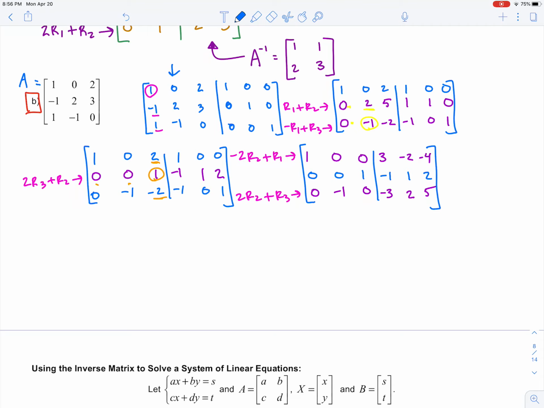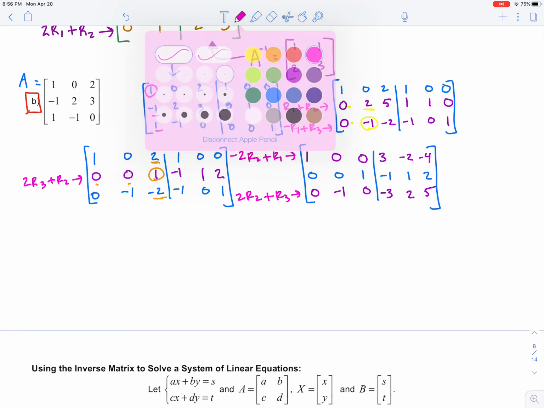Okay, we're super close to being done. It looks like row 2 needs to be moved down, and row 3 needs to be moved up, and also multiplied by negative 1. And I think once we do that, we will be finished. So let's write those steps out.